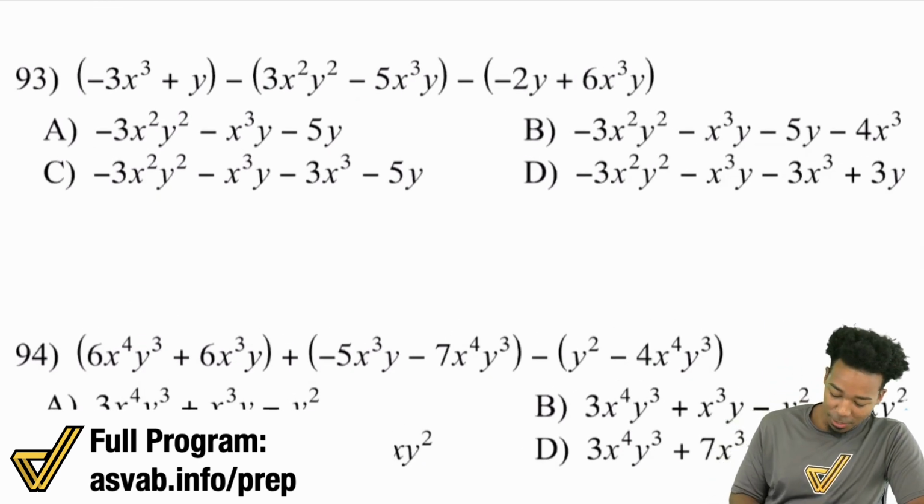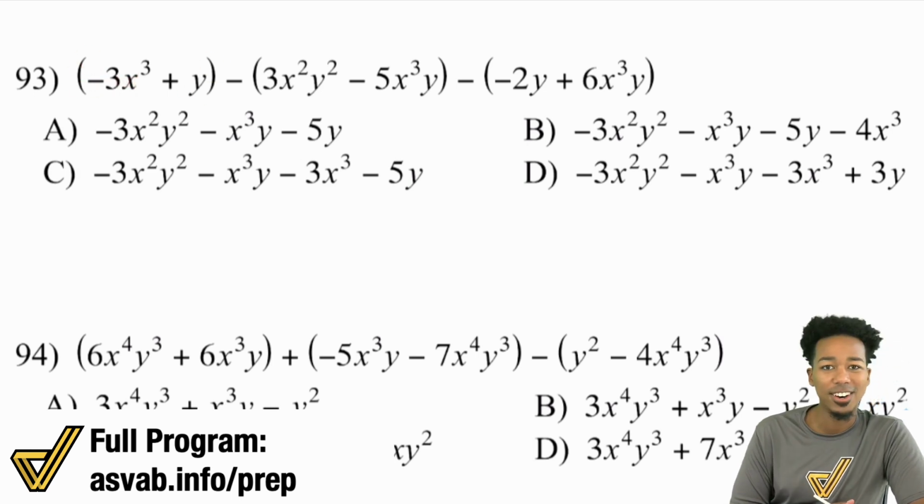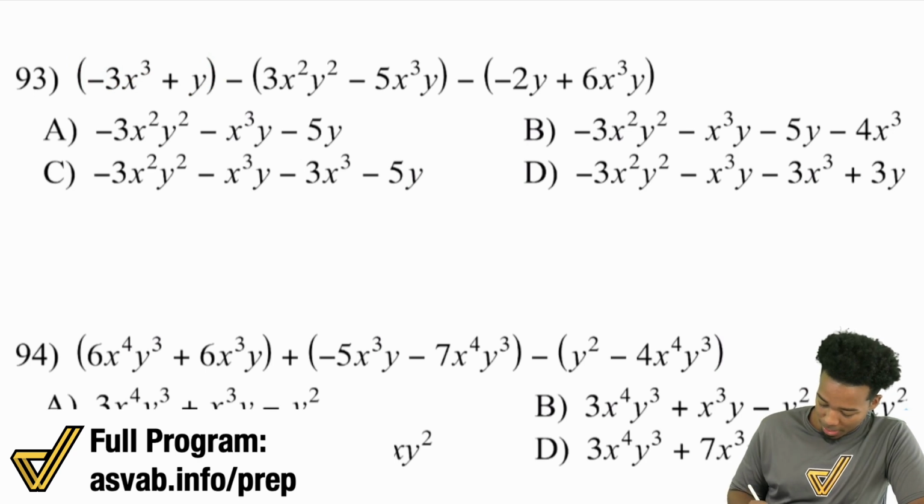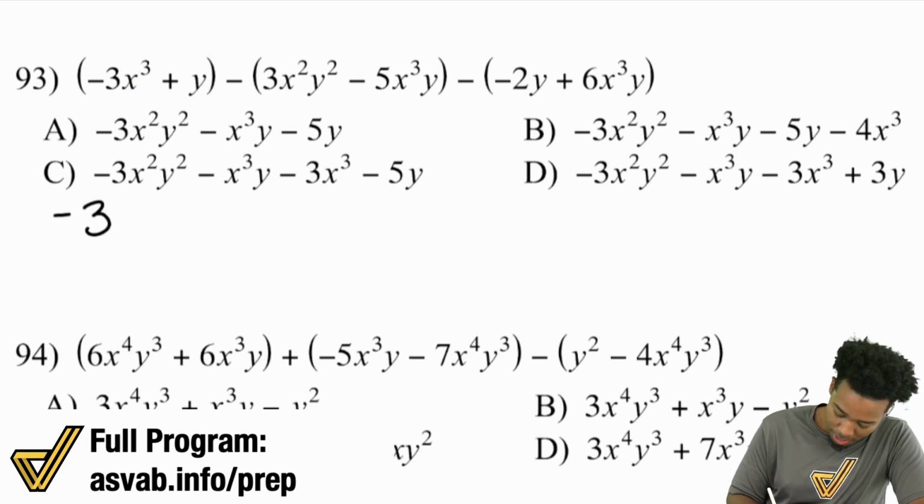So this first one just stays the same because there's nothing in front of the parentheses. Nothing at all. So what we'll do, my math party people, is just rewrite that first part. Negative 3x cubed plus y.